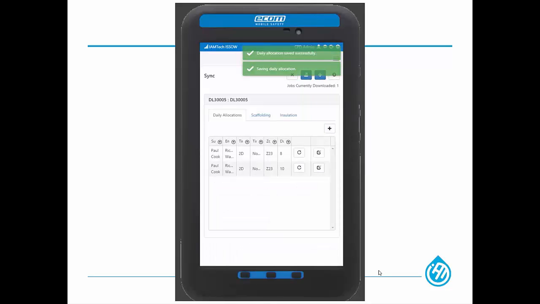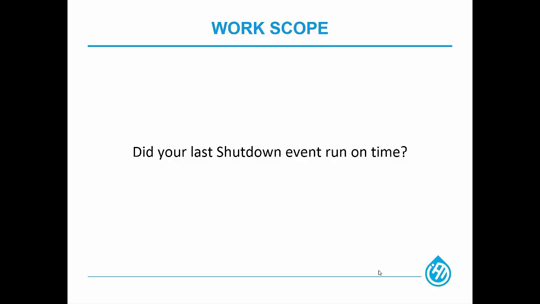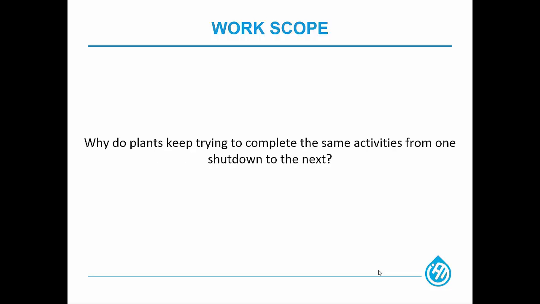Okay, on to our next agenda item, which is reviewing your work scope using the Monte Carlo risk model. Can I ask the audience, did your last shutdown event run on time? I suspect the answer is no. Why do plants keep trying to complete the same activities from one shutdown to the next? A lot of our clients that we work with prior to meeting ourselves continually try to undertake the same activities that they have done in every previous shutdown, even though they have never delivered the shutdown on time. They have never rationalized their scope.